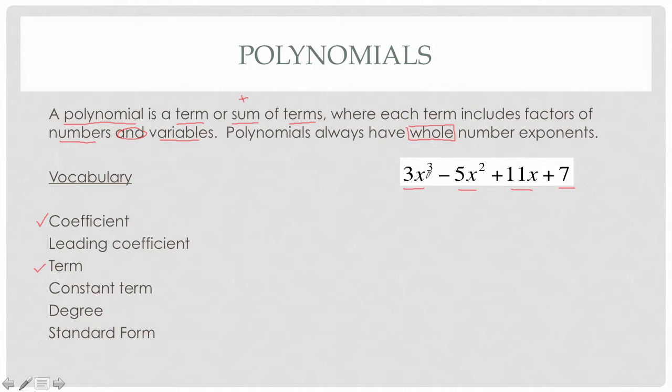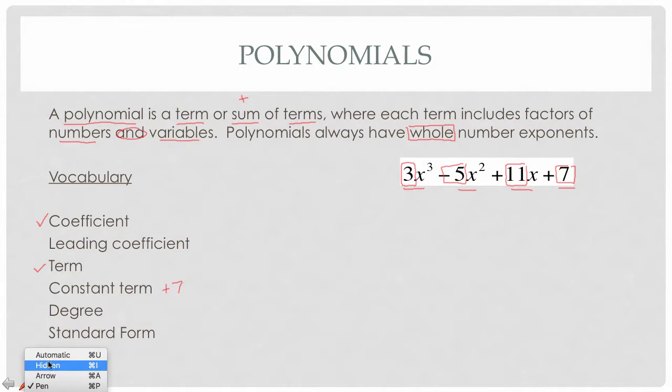It's numbers and variables multiplied together. So we have four terms. The coefficient is the number in front of the term. So in this first term right here, the coefficient would be 3. In the second term, the coefficient would be a negative 5. The third term would have a coefficient of 11, and the fourth term a coefficient of 7. The fourth term actually would be considered our constant term, the plus 7 at the end.